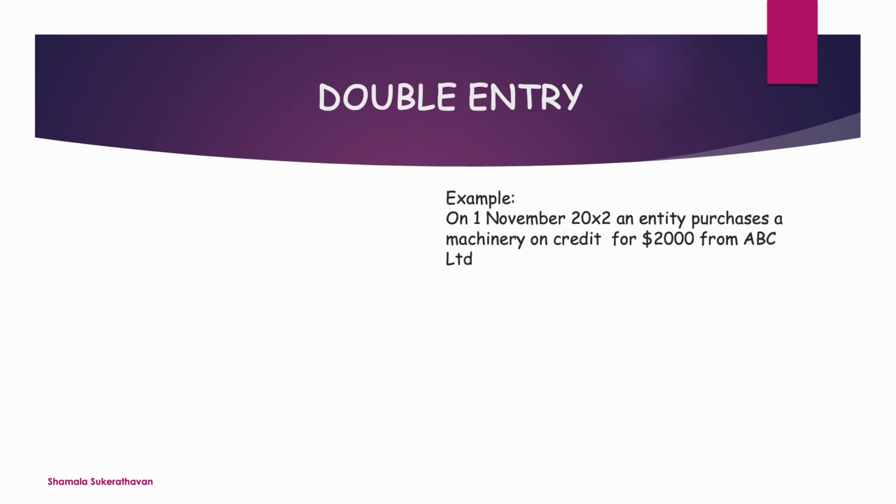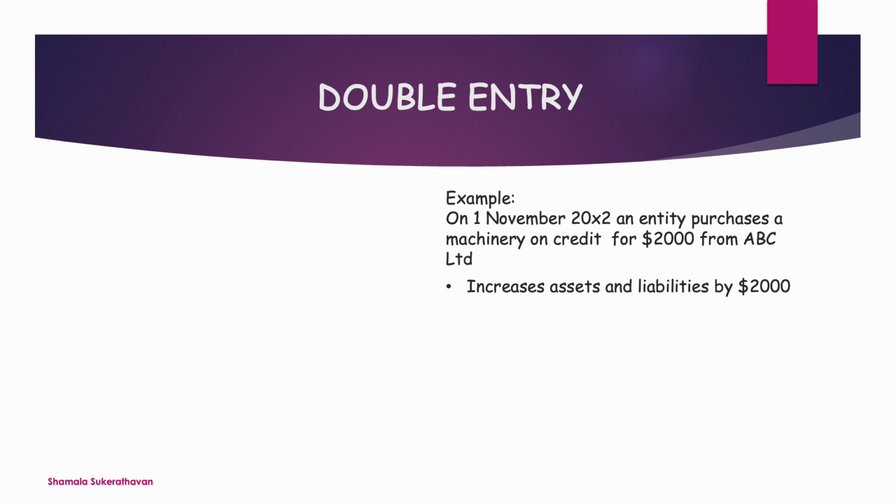Looking at this example, an entity has purchased a machinery from ABC Limited on credit. Thus, the effect on the accounting equation would be as follows. The purchase of machinery increases the assets of the entity by $2,000, and as there is an amount due to ABC Limited, liabilities of the entity increases by the same amount.